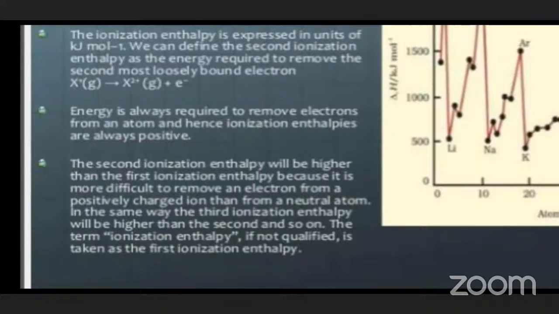So by this, what do we mean? When we remove the second and third electrons, the electrons come somewhat closer to the nucleus. Because of that, to remove an electron which is near the nucleus, we have to use much more energy.